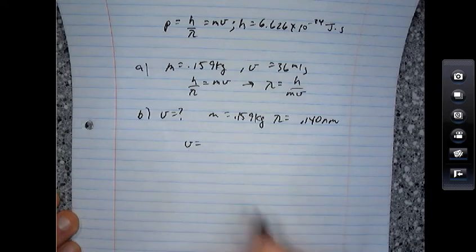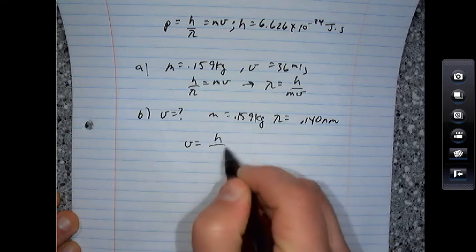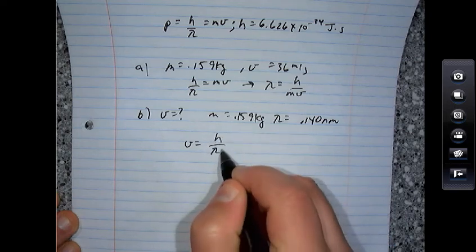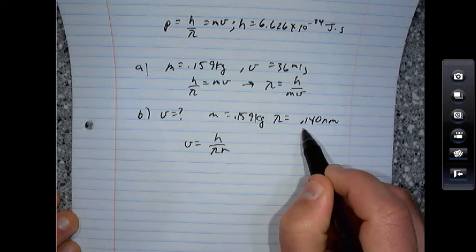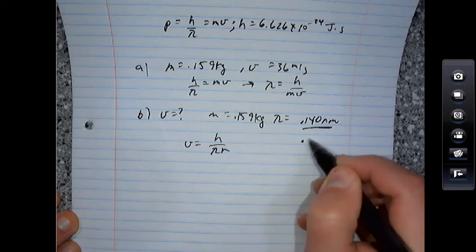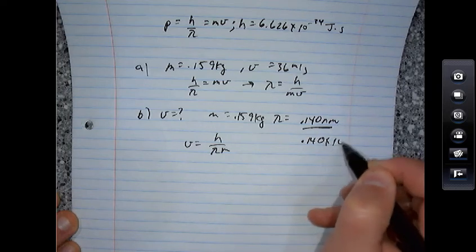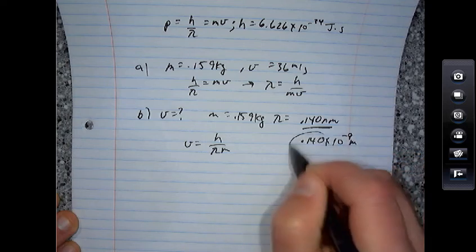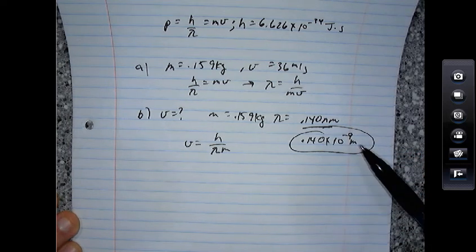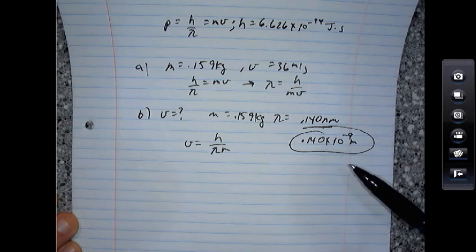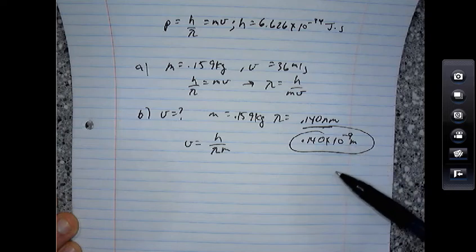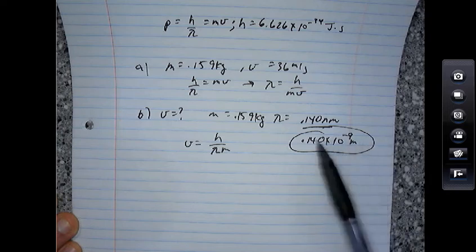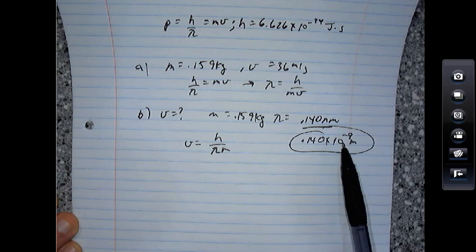So it looks like the speed turns out to be h over wavelength times m. Now the wavelength is given in nanometers, so make sure that when you punch it in, you realize that that's times 10 to the minus 9th meters. So why do they give you such a small wavelength? Well, this is the wavelength that you'd have to encounter with this baseball. It would have to encounter an opening of this size to have this wave characteristic come about.